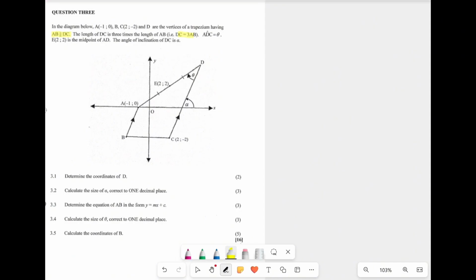Angle ADC is theta. E, which is (2; 2), is the midpoint of AD. The angle of inclination of DC is alpha. Before you attempt questions, make sure that you read and understand the statement first. Do not just rush to answer the questions without understanding the statement. So let's start with number 1 here. We are required to calculate the coordinates of D.